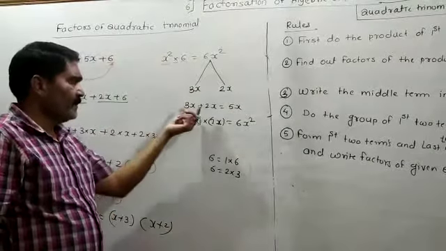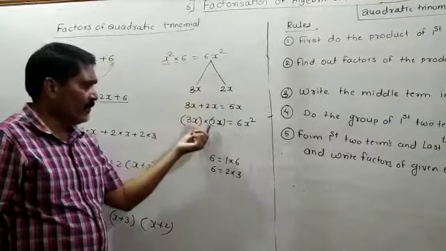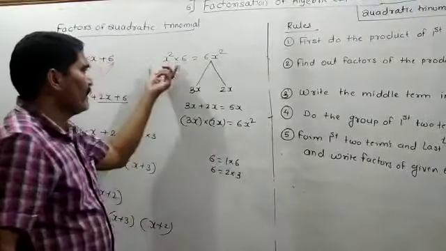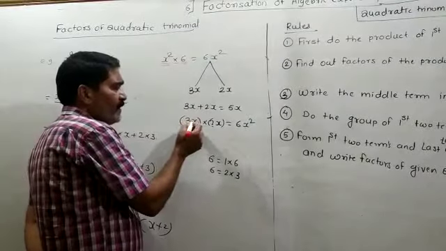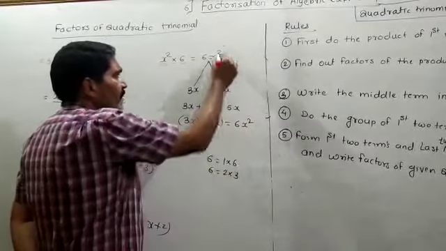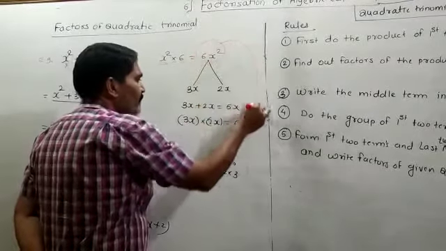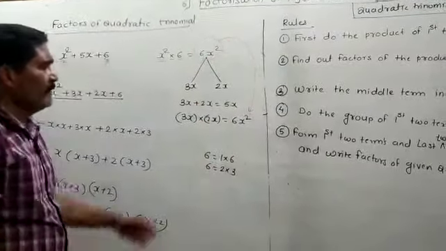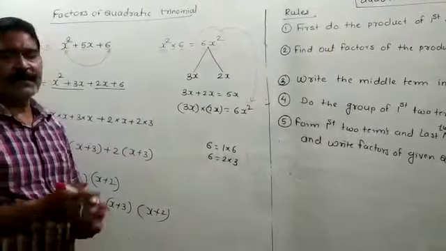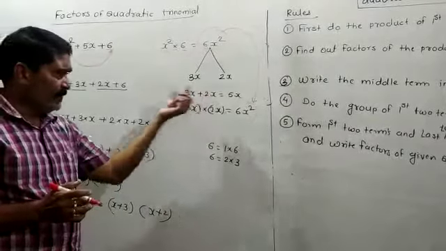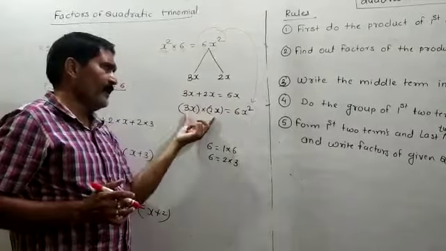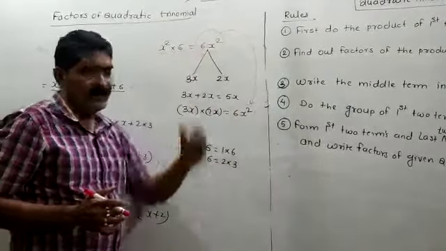Everybody understand? Then you have to do the product. The product of these factors is equal to the product of the first term and the last term. If you do the product, 3x multiplied by 2x, at that time this will come plus 6x square, and this has to come equal to the product of the first term and last term. At that time you have to say that all the factors will come correct. So it is important that you have to see the sum has to come the middle term, and the product has to come the product of the first term and the last term.